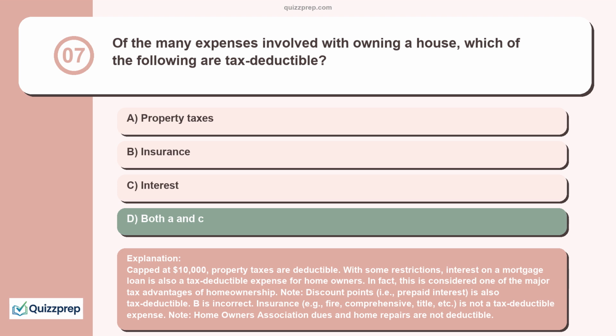B is incorrect. Insurance, for example fire, comprehensive, title, etc., is not a tax-deductible expense. Note: homeowners association dues and home repairs are not deductible.